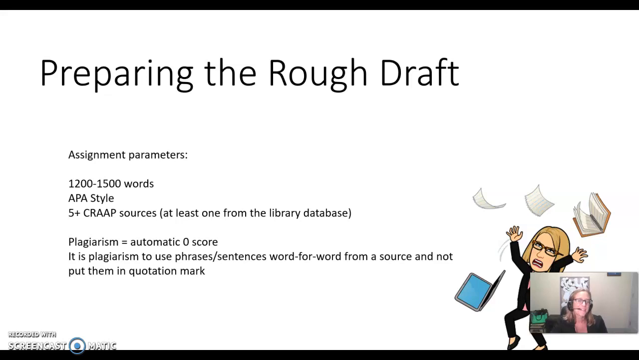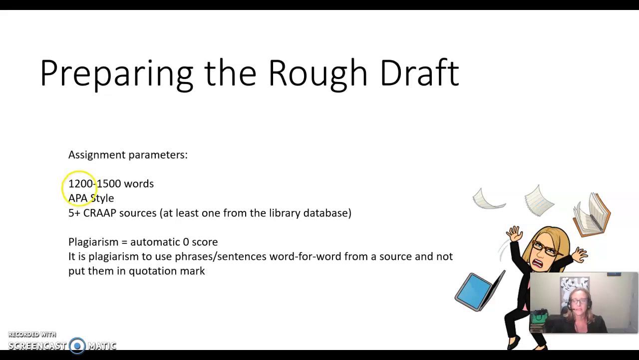So here's some hot tips for you as you prepare your rough draft. First, make sure that you take a look at the documents on Blackboard. One of those documents talks about the parameters of the assignment. The most important ones for you to understand are that it's got to be 1,200 to 1,500 words, more or less, and you'll lose points.